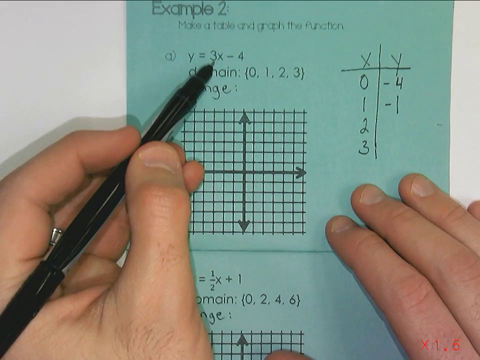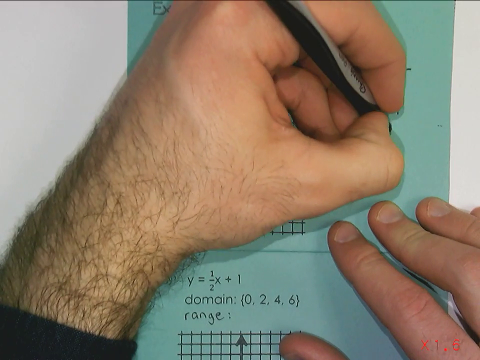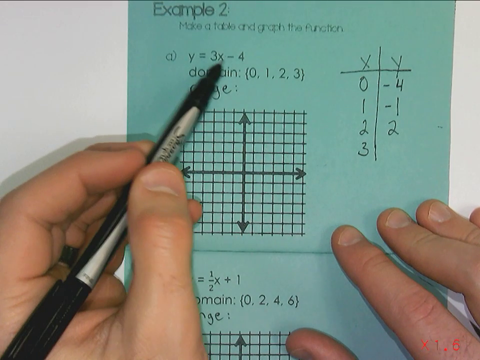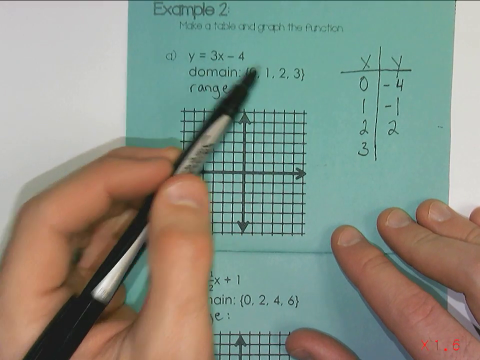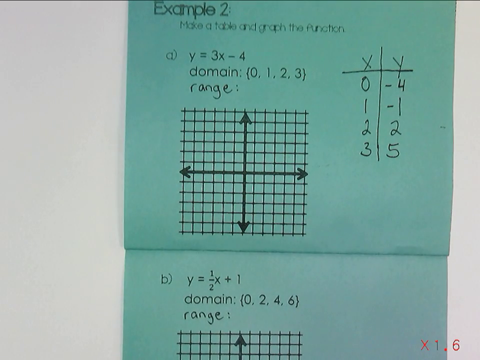So if I put 2 in there, 3 times 2 is 6. 6 minus 4 is 2. If I put 3 in there, 3 times 3 is 9. 9 minus 4 is 5. And what it asks me to do here then is to graph it.